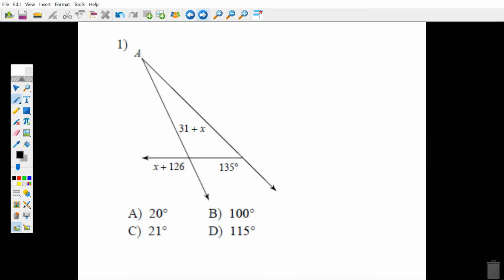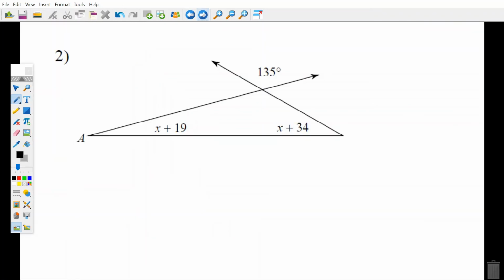Here is a multiple choice question. Actually, we're going to skip that one because it's really unclear where that one goes. Let's try this one instead. For this one, I need you to find the value of x for me. Please pause and give that one a try.